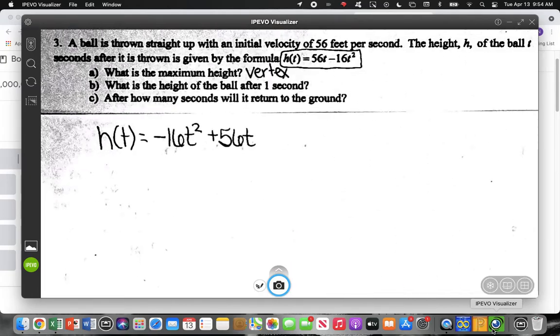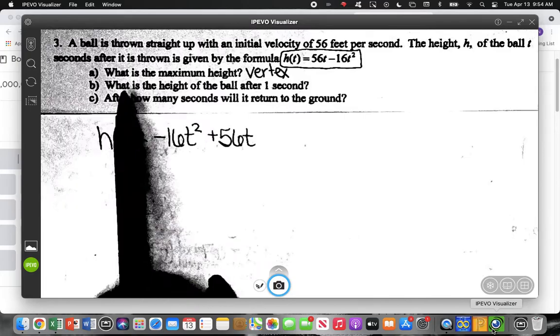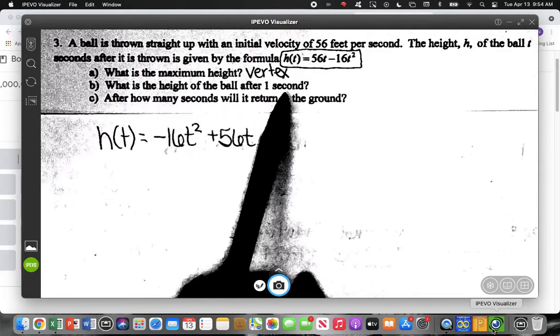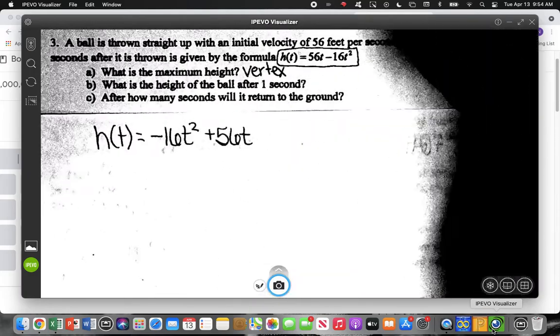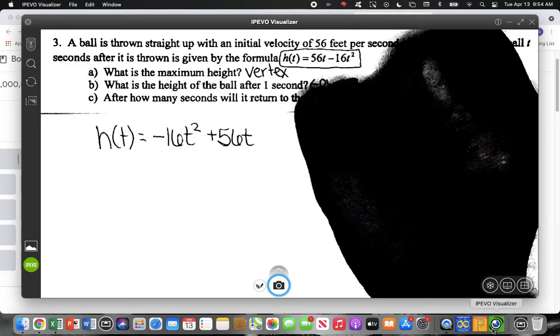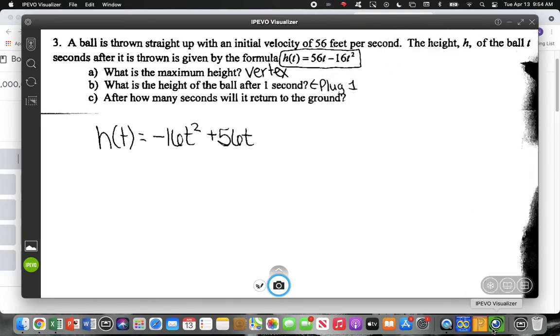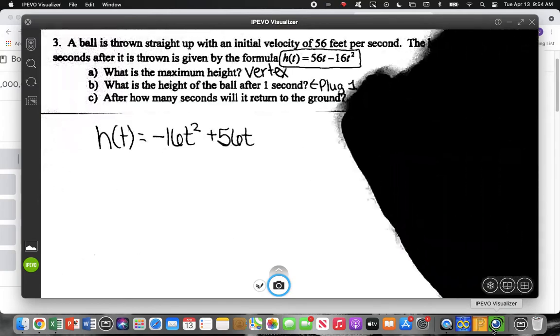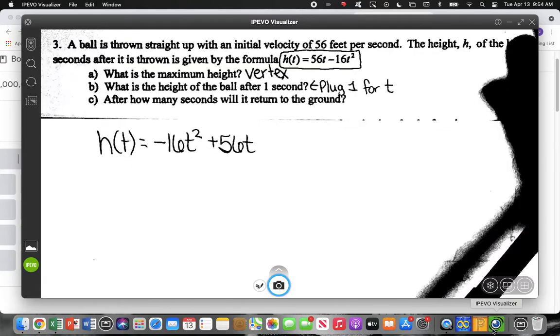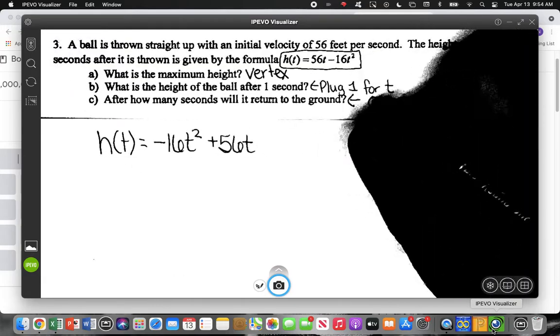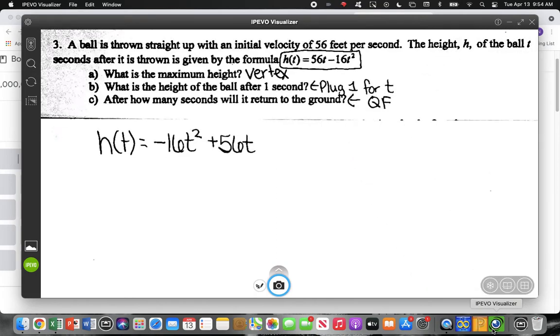Now on part B, this is something we've not done yet, but I'm really hoping you guys can do it without me, but we will go over it. When it says, what is the height of the ball after 1 second? Is 1 second a height or a time? So on this one, you're going to plug in the value 1 for which variable, h or t. You're just going to plug it in for t. And then the last part, after how many seconds will it return to the ground? This is where you're going to do the quadratic formula.